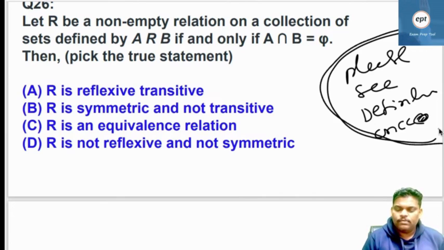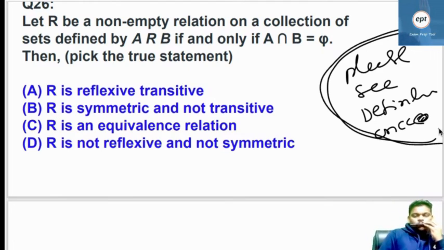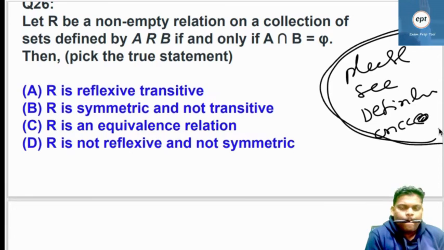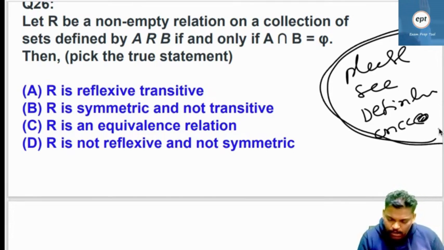Now can you say what is the answer of this? Yeah, what is the answer for this? Yeah, can you see this? Everyone listen.